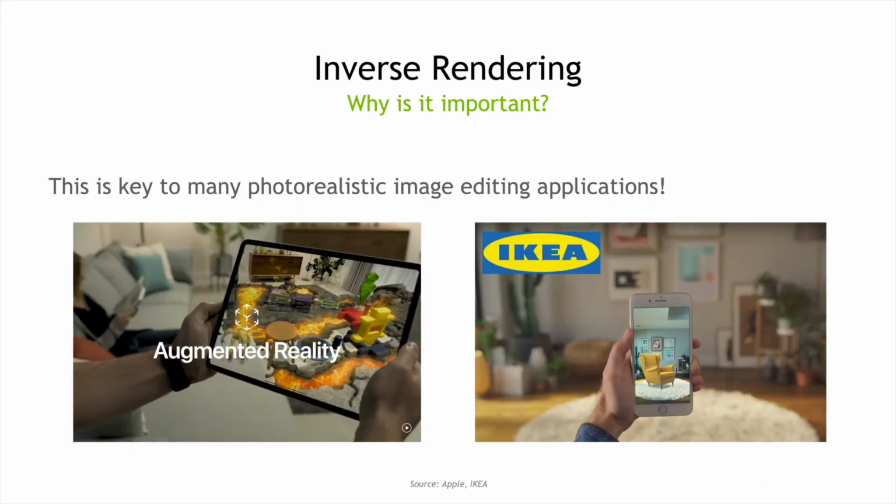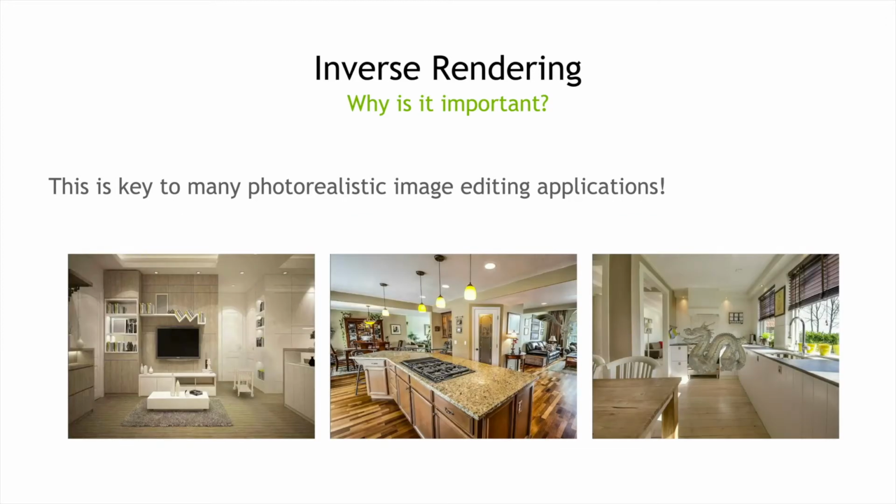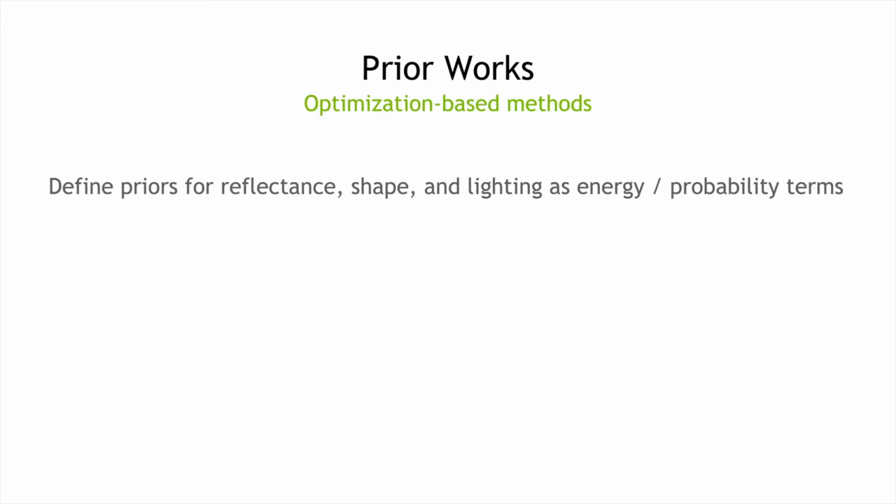These disentangled scene properties are important to many image editing applications. For example, we can insert virtual objects into a given 2D image and make it look realistic. This is useful in many AR applications.